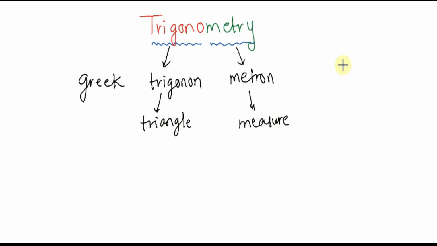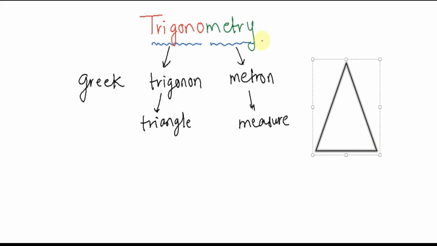So trigonometry deals with only one type of figure, that is triangles. At any given point of time, trigonometry gives us the measurement of triangles, that is the relation between the sides of the triangle and the angles of the triangle.